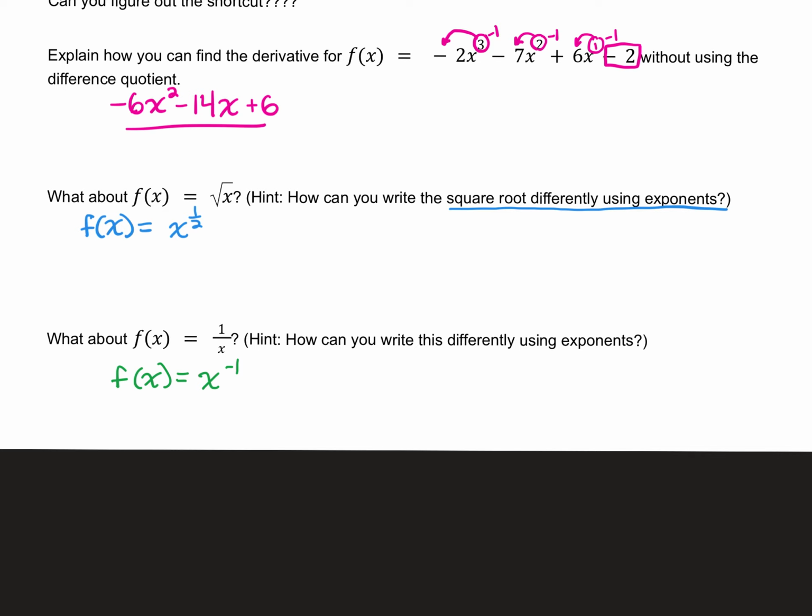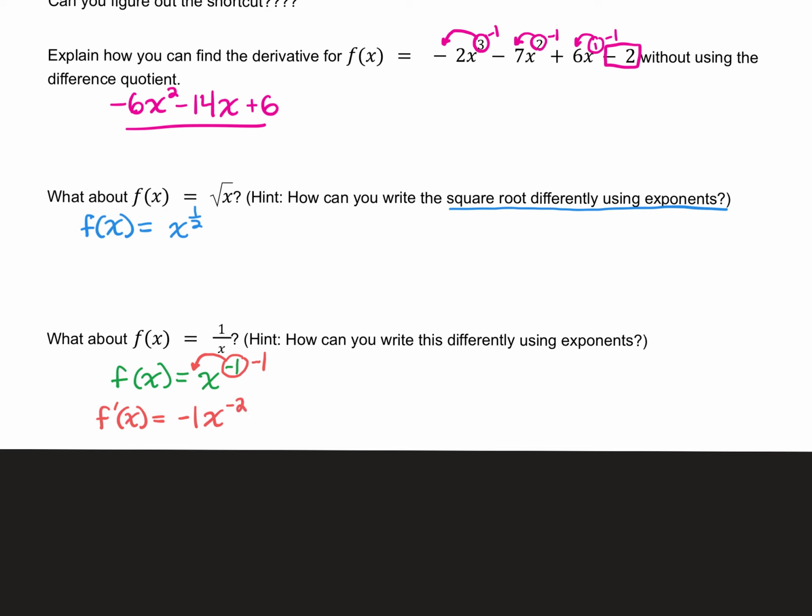And this all goes back to your exponent rules. So let me talk for a second about the last example. If I want to find the derivative of that, I'm going to take this -1 and I'm going to multiply it by the 1 in front of the x. So the derivative of f of x would be -1 times x, and then I have to subtract 1 from my exponent. So that ends up giving me an exponent of -2.